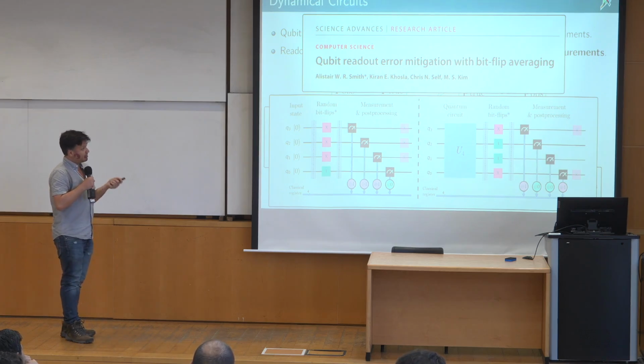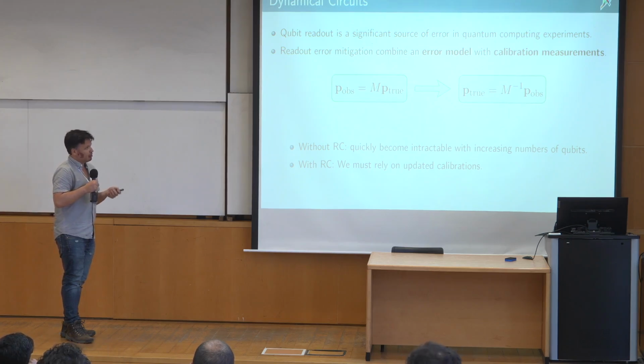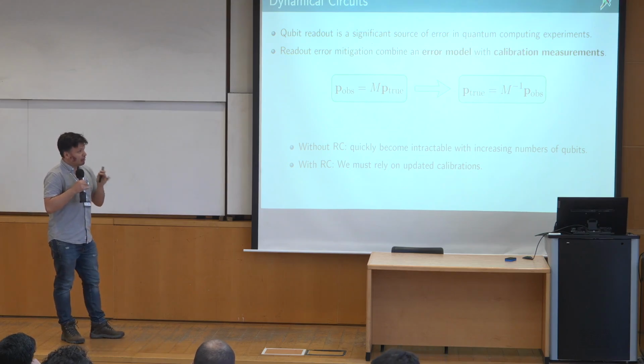But even if we implement this type of techniques, we have to rely on an updated version of this M matrix, which can be kind of difficult, because imagine if you have your dynamical circuit, and you have to implement this correction in real time, and probably you have to do some type of resampling, and you have to trust that this M matrix that you have is calibrated. So it would be nice to have some type of technique that doesn't rely on an updated, calibrated matrix.